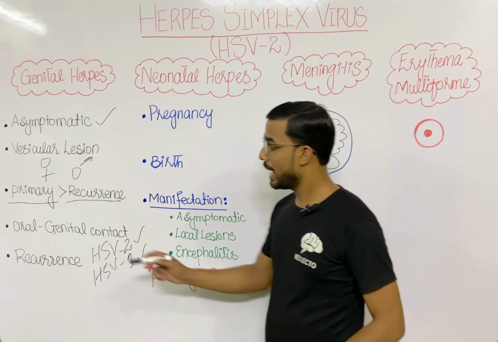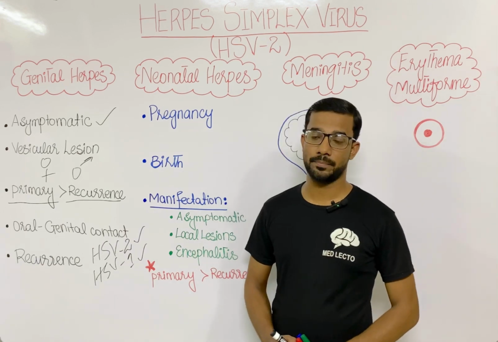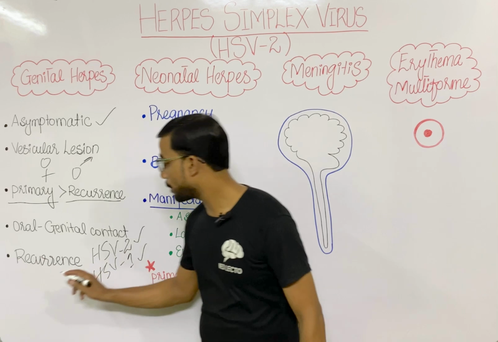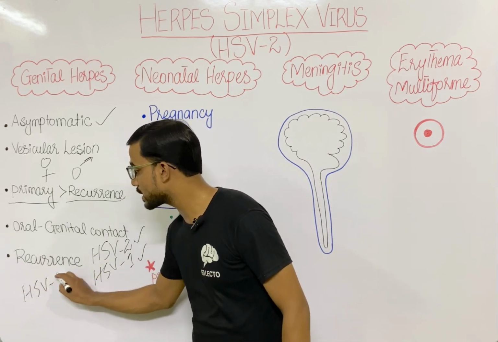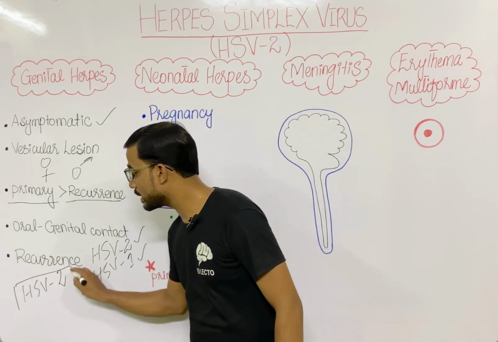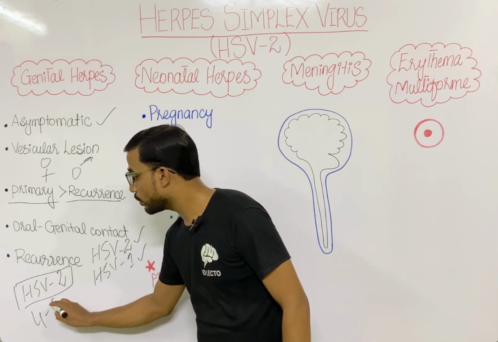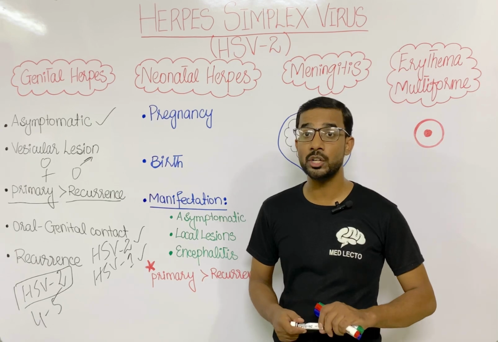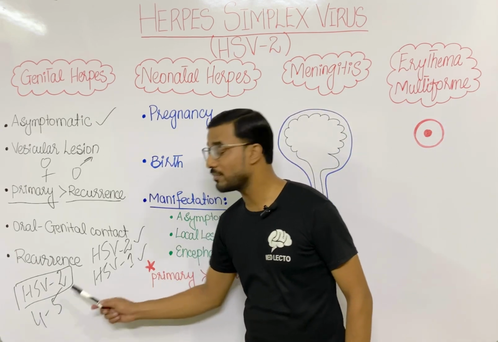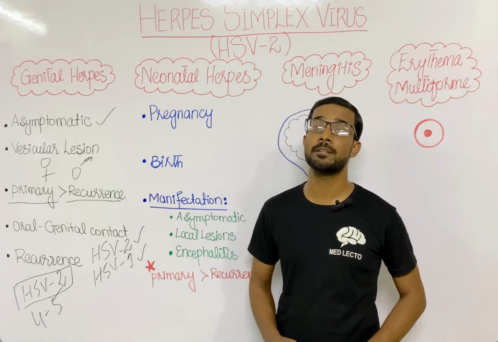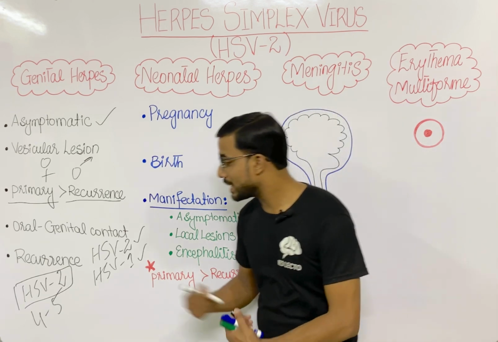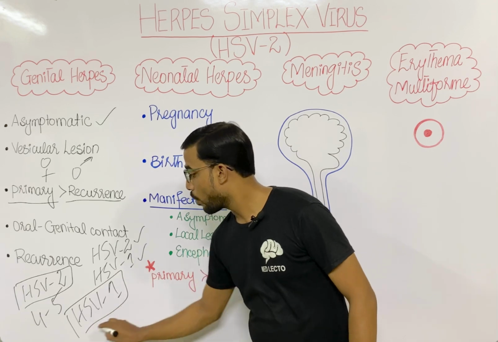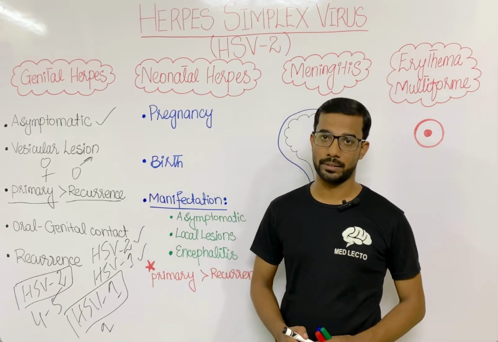Okay, and another important thing, recurrence. In the case of recurrence of herpes simplex virus type 2, you will see 4 to 5 recurrences per year. In one year, you will see 4 to 5 recurrences in the case of herpes simplex virus type 2. But in the case of herpes simplex virus type 1, you will see 1 recurrence per year.